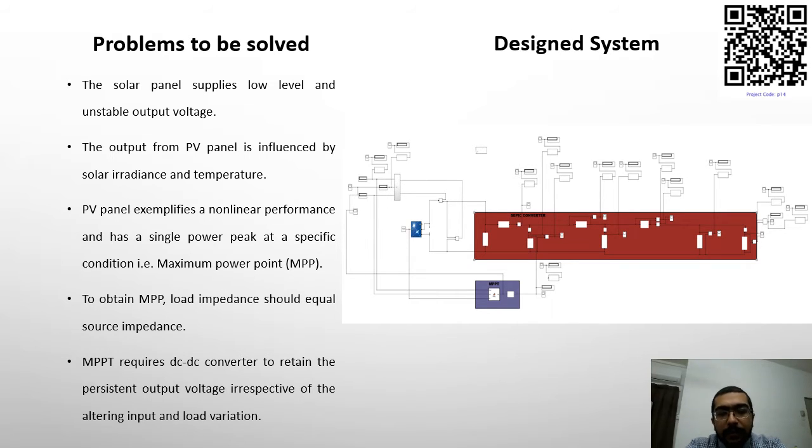This impedance matching circuit is called a DC-DC converter, that is required along with the MPPT tracker to retain the constant output voltage irrespective of the altering input and the load variation.